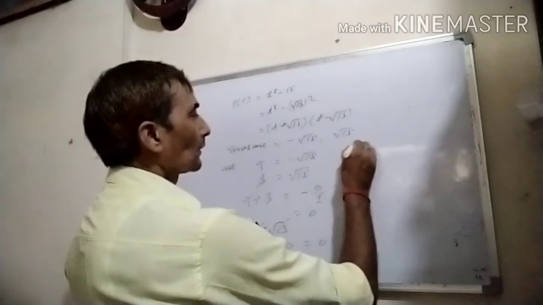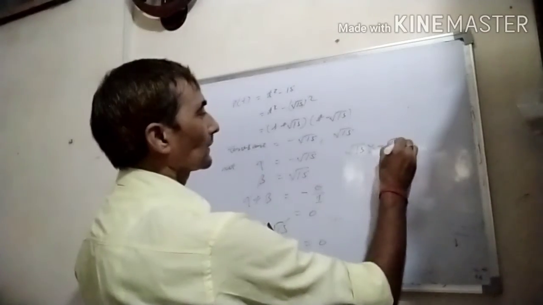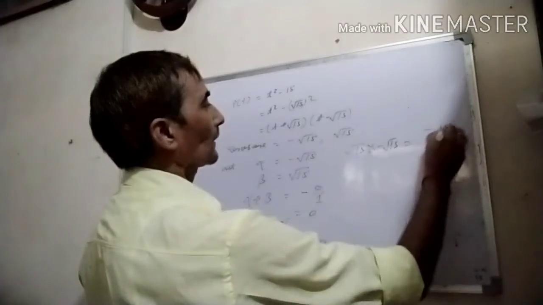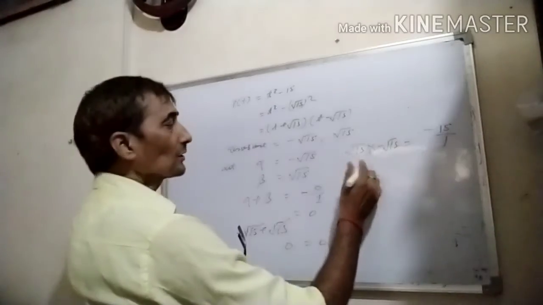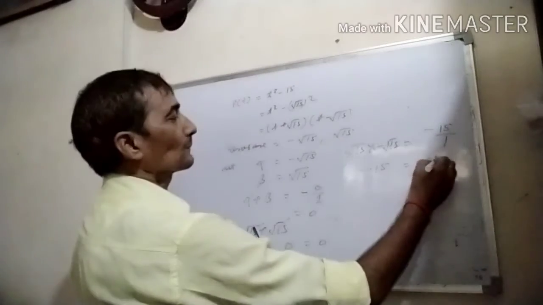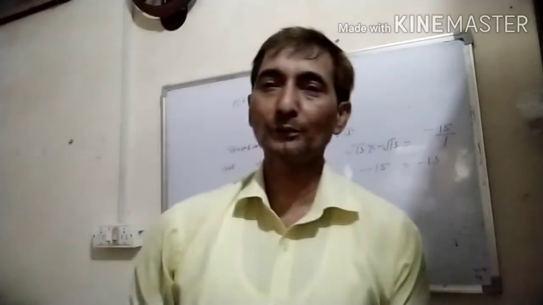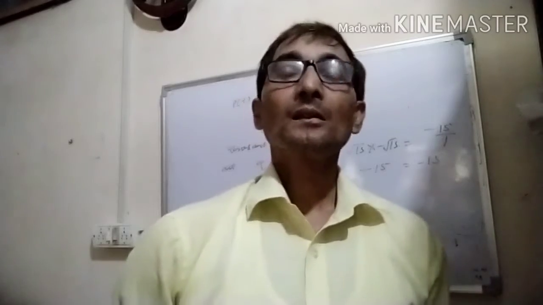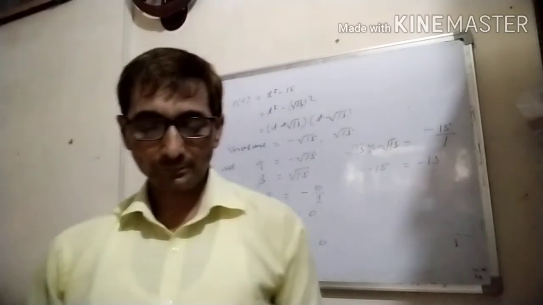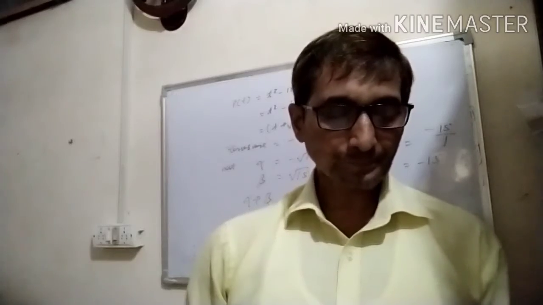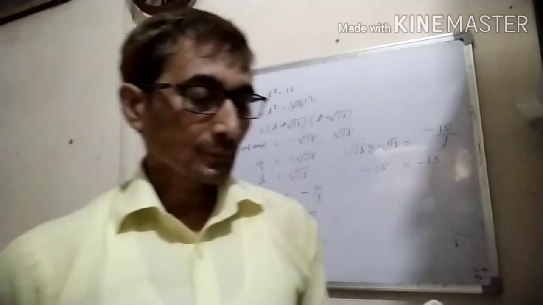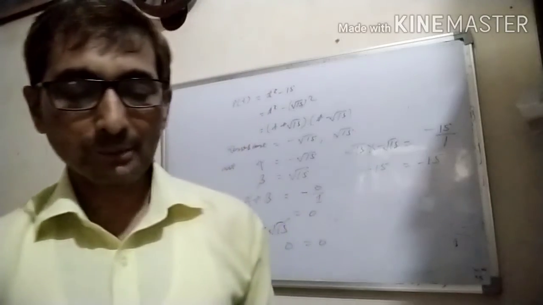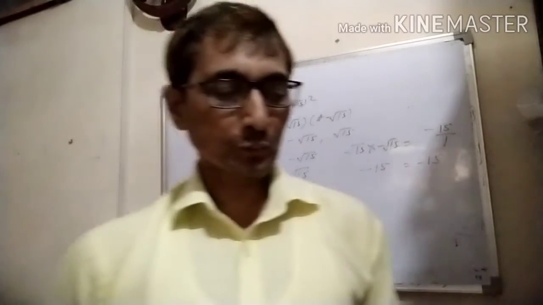Now the second: √15 × (−√15) = constant/coefficient of t² = −15/1. After multiplication you will get −15 = −15. Therefore the second relation is also verified. So, can you solve the first question by yourself?